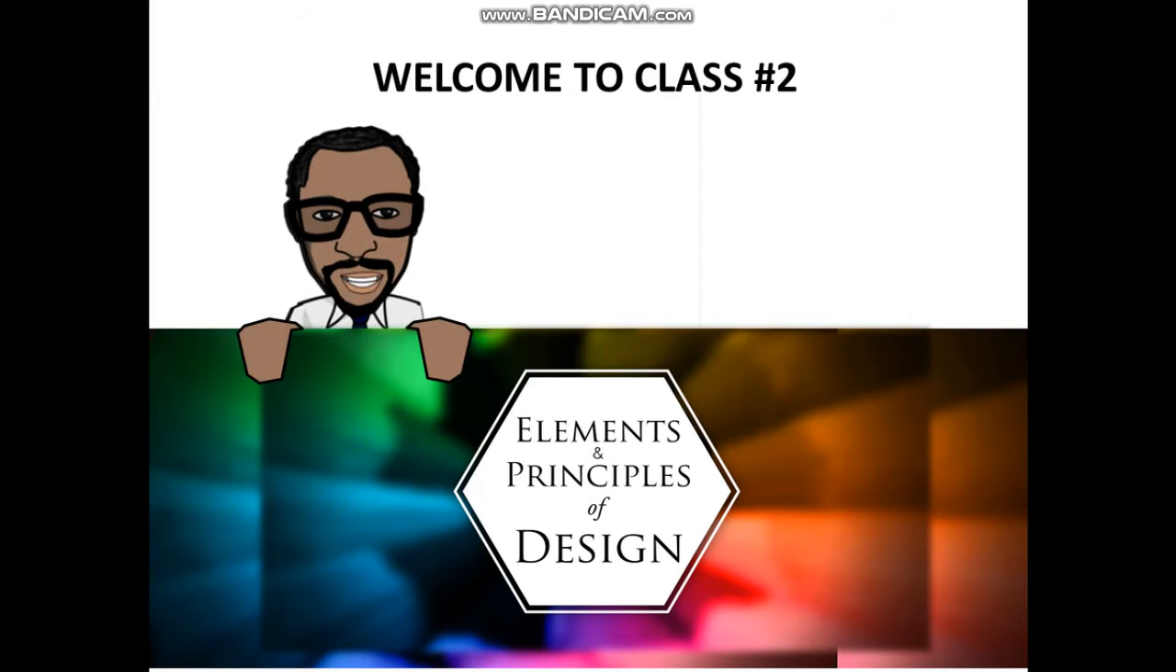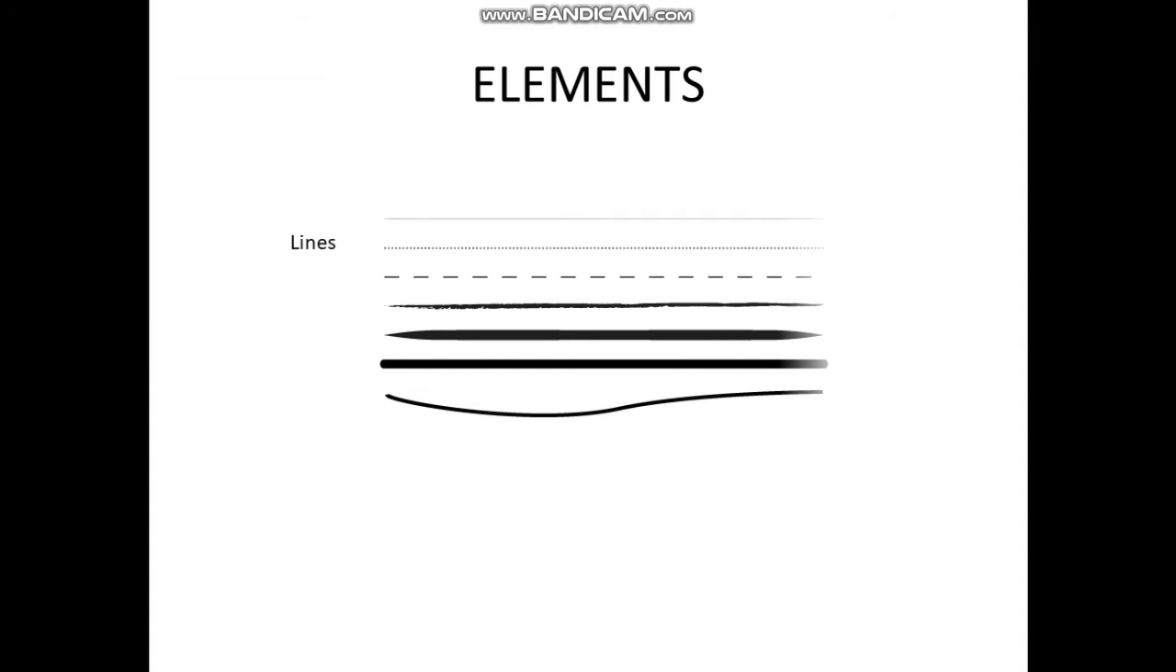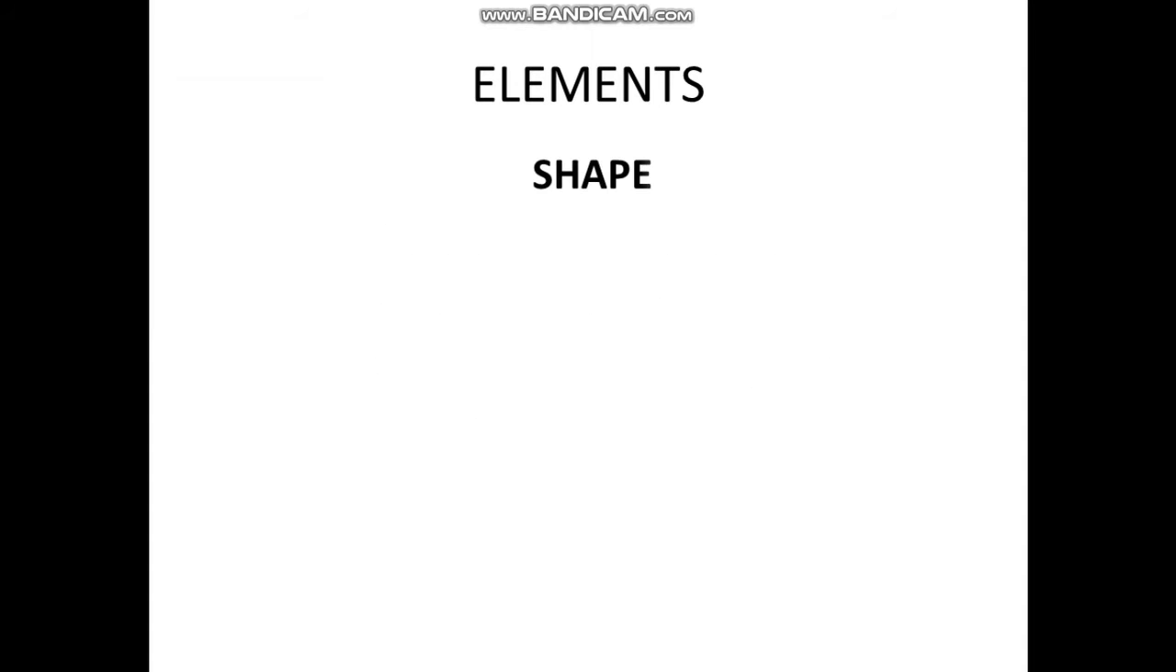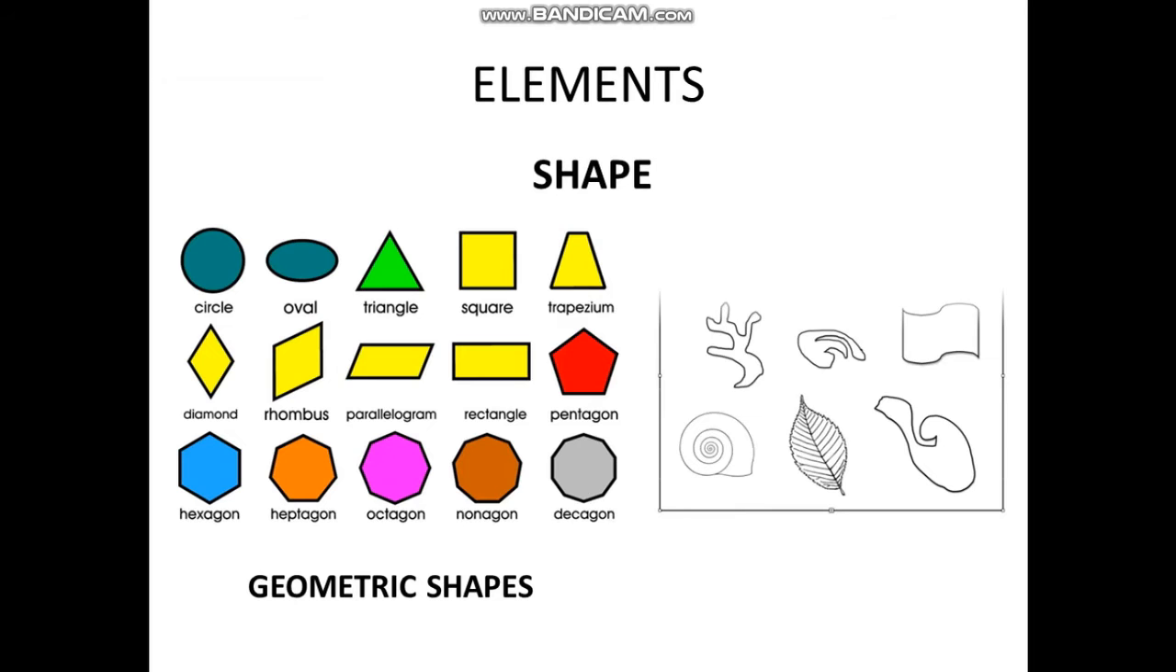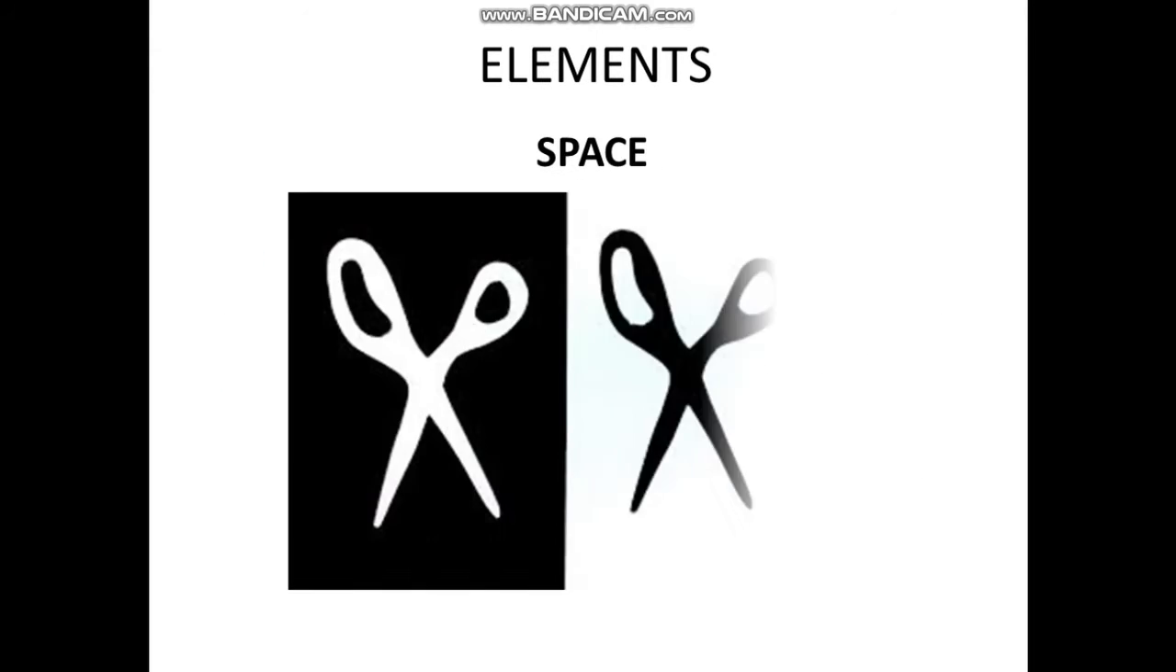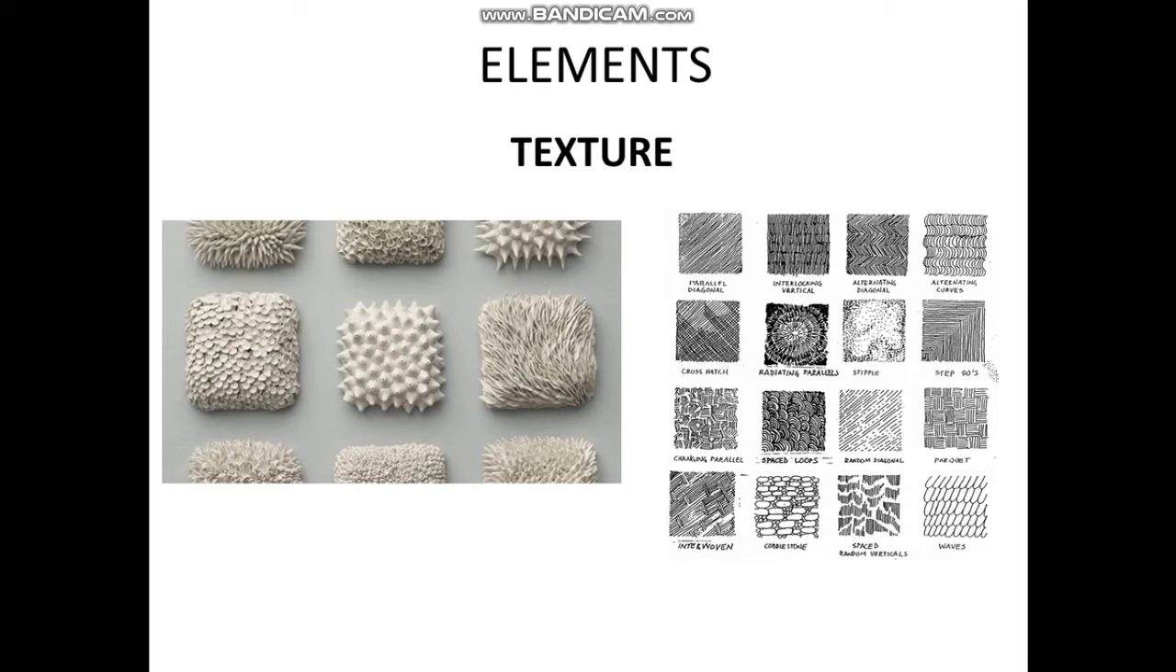So, let's get going. The elements it must have are lines, and these vary from straight to curved. It must have shapes. These too are different, either geometric or organic. It must have space, and we have either negative or positive. It also must have texture. These can be tactile or non-tactile.